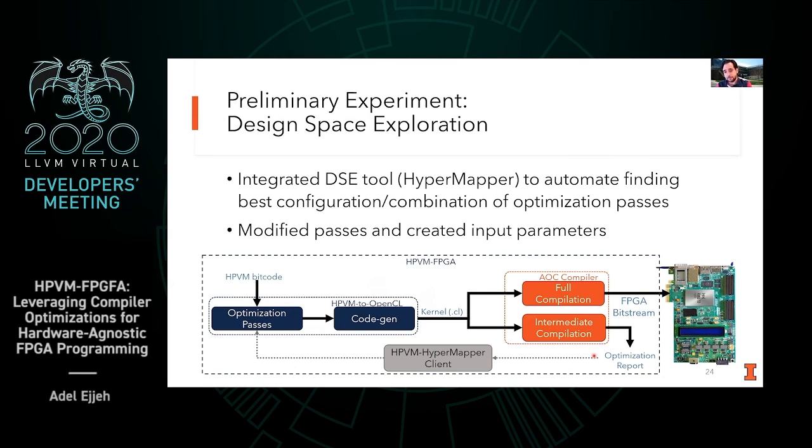In order to automate the process of finding the best configuration and combination of optimization passes, we decided to integrate a design space exploration step into our compiler. So we present here our preliminary analysis of this integration. As a reminder, we used Hypermapper, a multi-objective capable DSE tool, and we added a client that communicates with Hypermapper and applies the configuration that Hypermapper provides to the compilation step as shown in this figure.